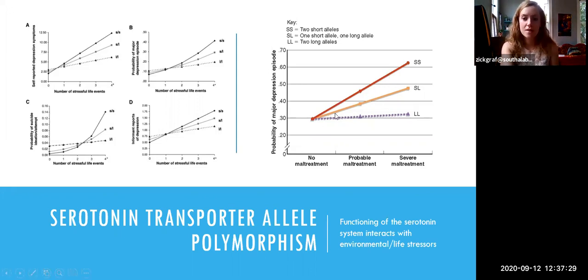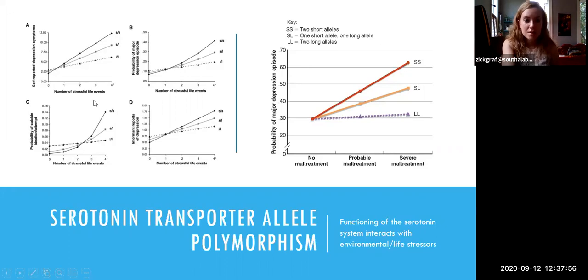So the original study that we talked about looked at severe child abuse and maltreatment and found that for people with 2 copies of the long transporter allele, these negative life events didn't really raise their risk of depression significantly, controlling for a lot of other variables. But for people with 2 copies of the short transporter gene allele, child abuse was a more significant risk factor for developing depression.